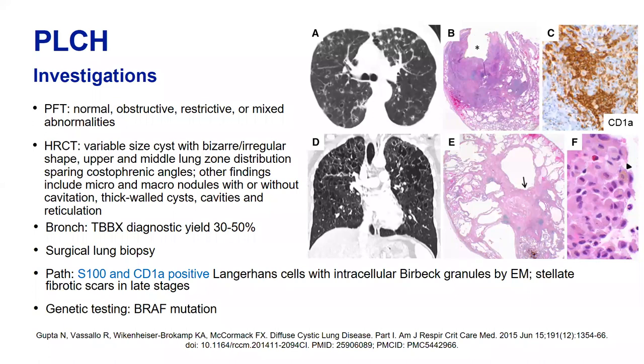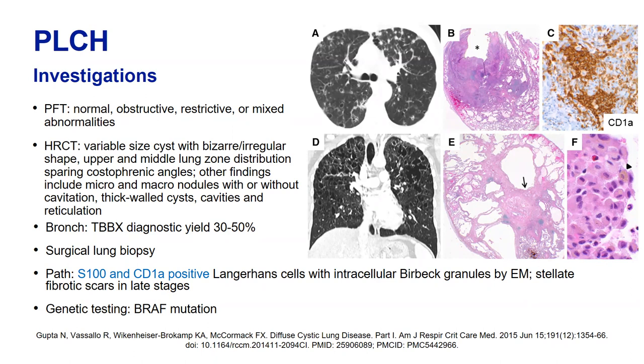And when you stain with CD1A, they stain positively and they have these brown deposits that you see. Now, as they get more advanced in disease, you'll still see the cystic space, but then you see this area of stellate fibrosis. And you can also see that they get these smoking-related pigmented macrophages. It's kind of a brown area here.